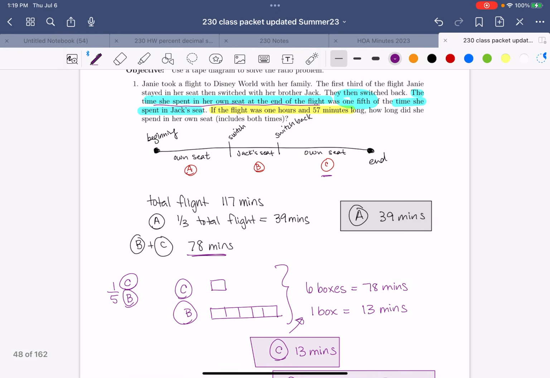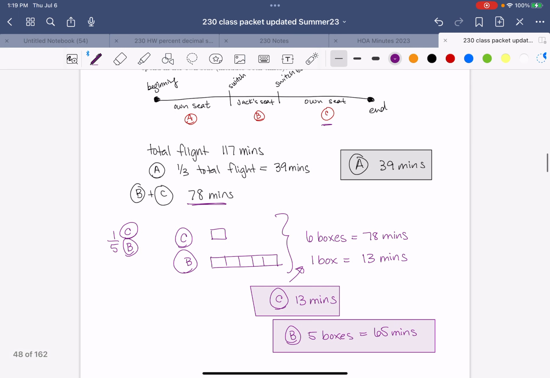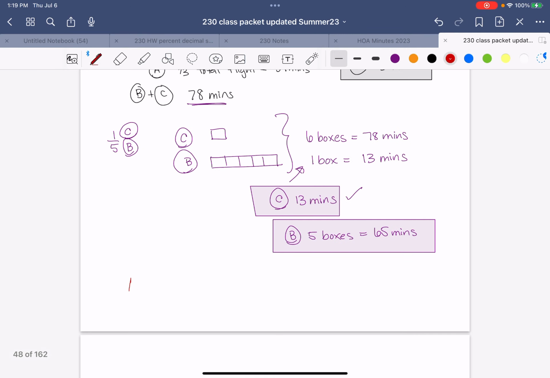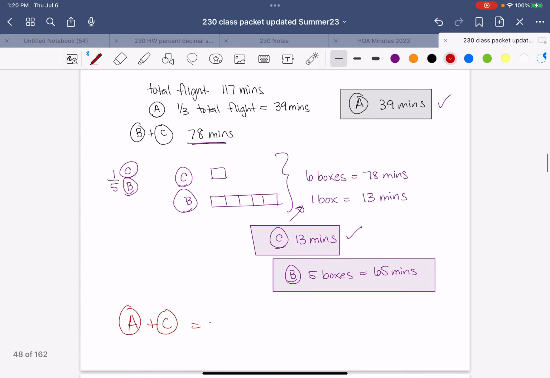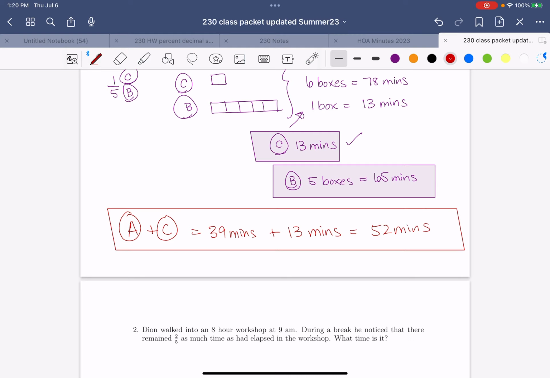So the question is, how long did she spend in her own seat, including both times? We know that she was in her seat for both part A and part C. And during part B, she was in Jack's seat. So we're going to add up A and C together. To answer the final question, A plus C is your 39 minutes plus your 13 minutes for a total time of 52 minutes. And then you'd put your answer in a complete sentence. Okay.